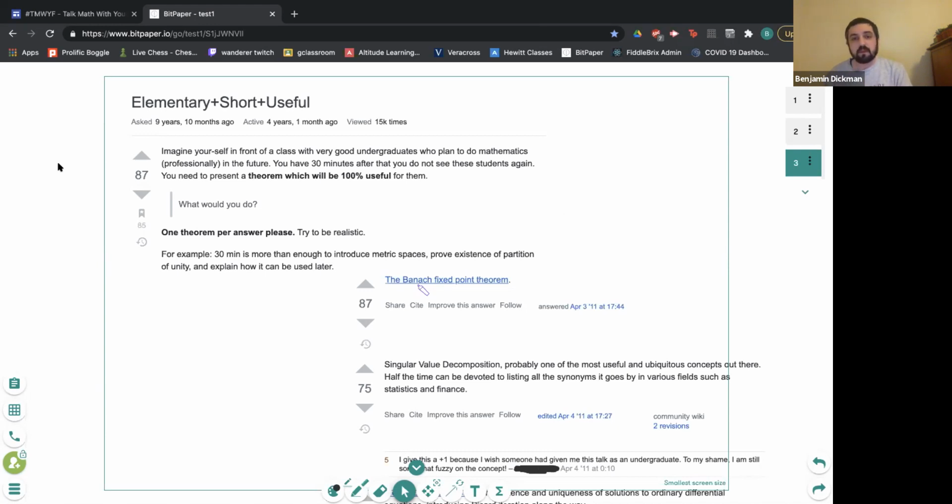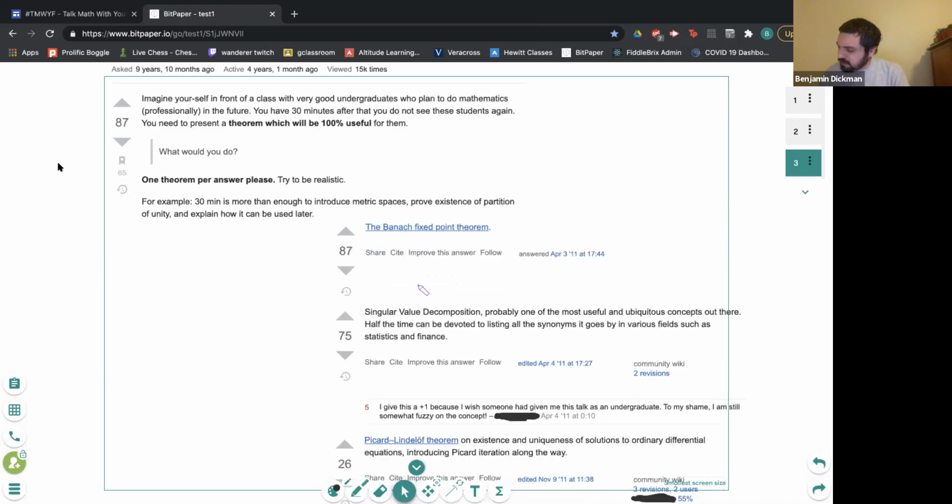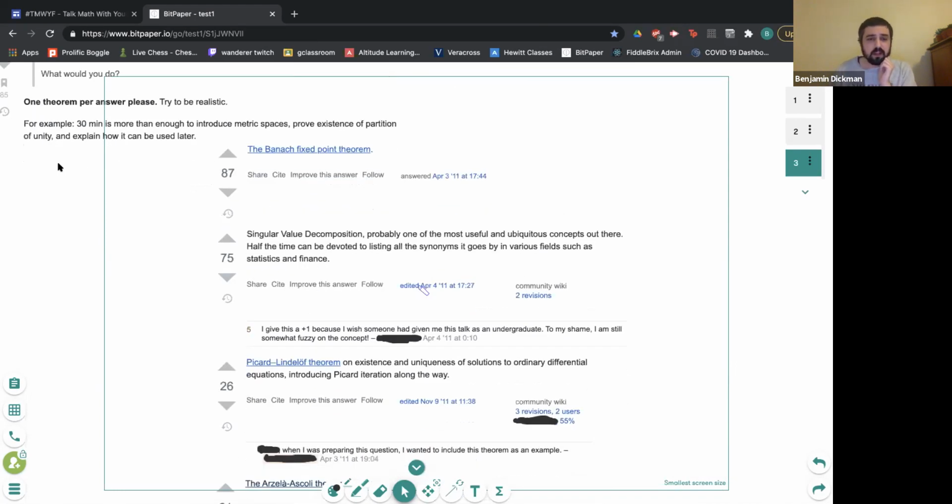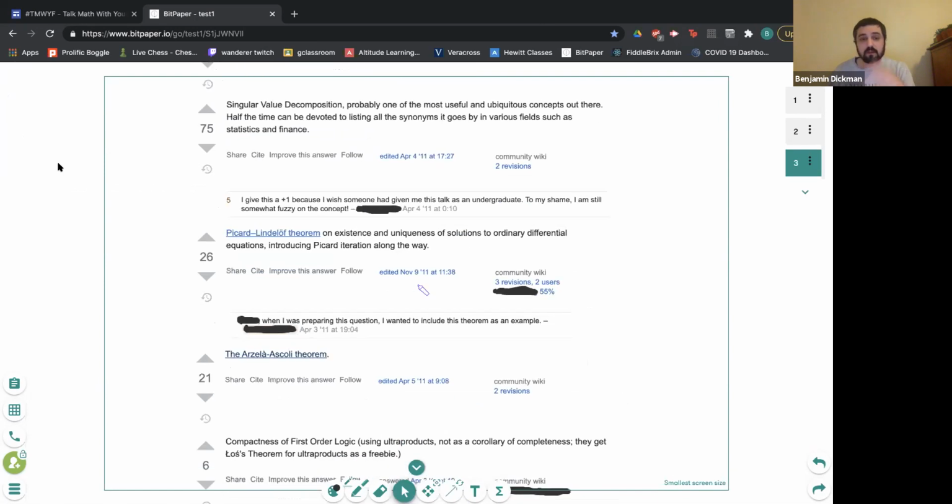If someone says the Banach fixed point theorem, then there's singular value decomposition. And then a professor of mathematics says, +1, because even I don't know what that is. Okay, I'm not clear on that. Picard-Lindelöf theorem on existence and uniqueness of solutions to ordinary differential equations, introducing Picard iteration along the way. Again, this is a one-time 30-minute talk for undergraduates. So I don't know, these are some of the higher voted answers. A theorem that just links to its Wikipedia page.